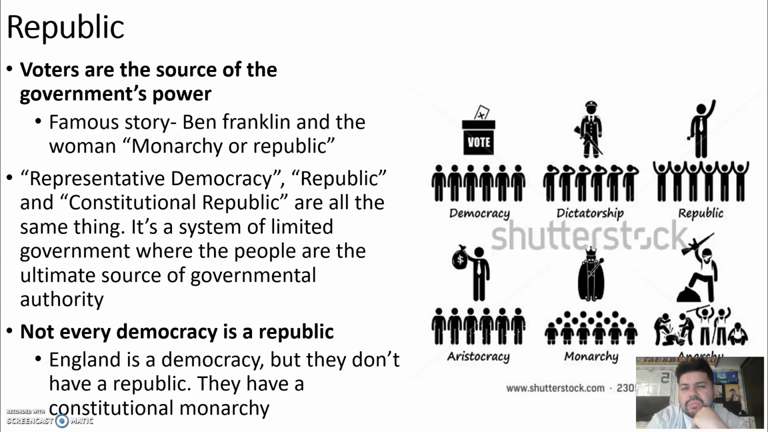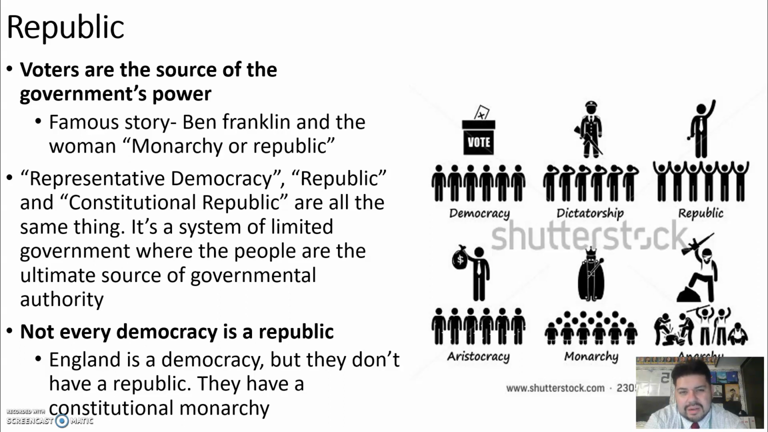Another word for republic is representative democracy and constitutional republic. Whenever you hear those words on the news or when a politician is trying to say something, basically they're talking about a republic. That's it. Nothing special. It's just fancier language. This is a system where the government is limited and the people are the ultimate source of the government.